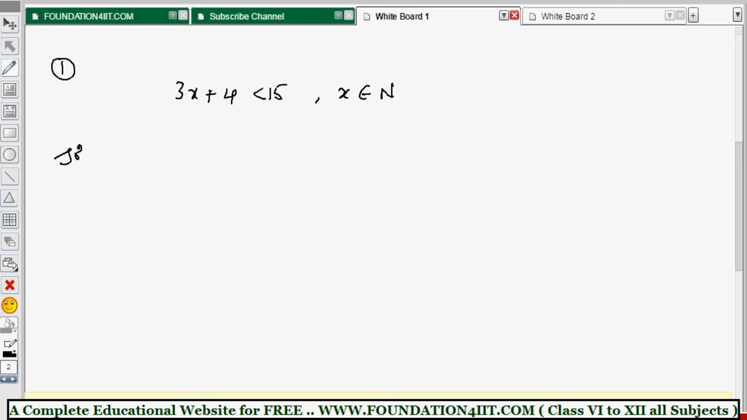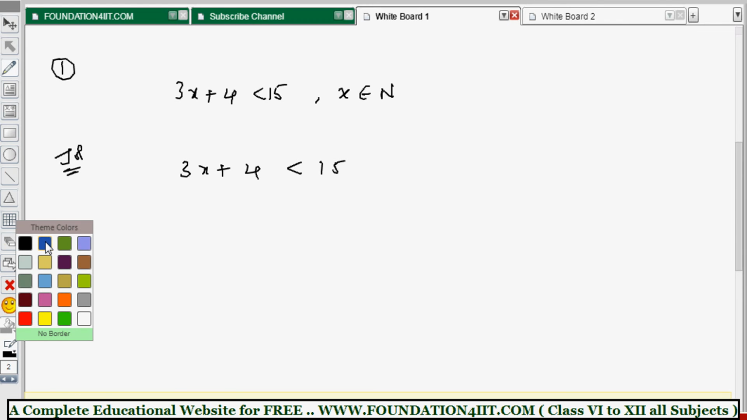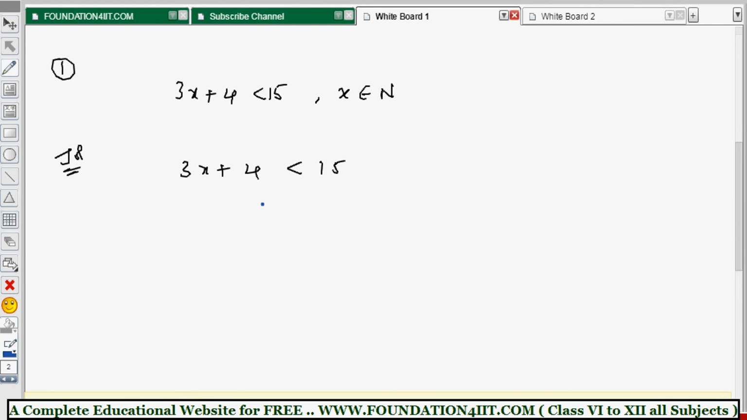So here we have 3x plus 4 is less than 15. To solve this we need to find only the x values. First, subtract 4 from both sides. So 3x is less than 15 minus 4, since plus 4 becomes minus 4. So 3x is less than 15 minus 4, which is 11. And divide by 3 on both sides. So x is less than 11 by 3.